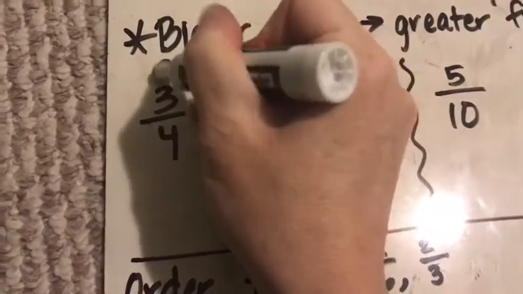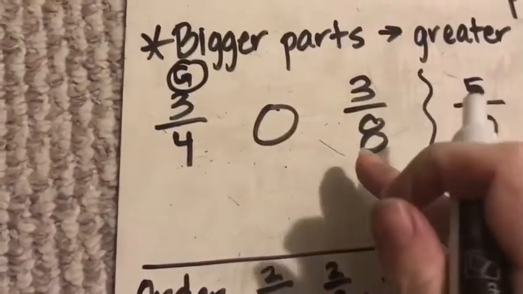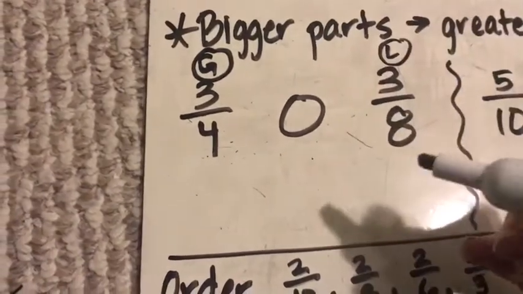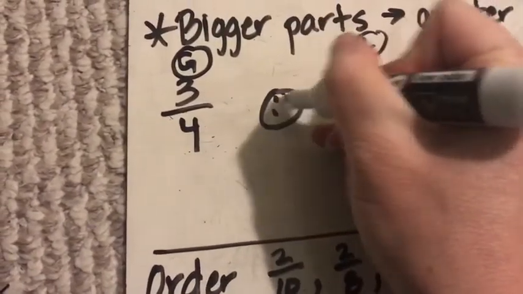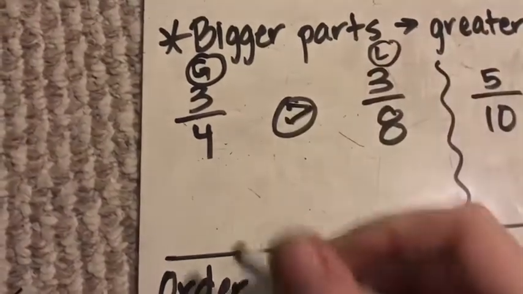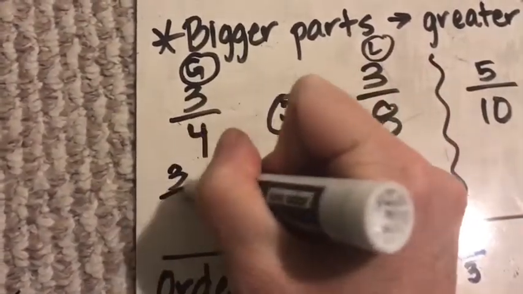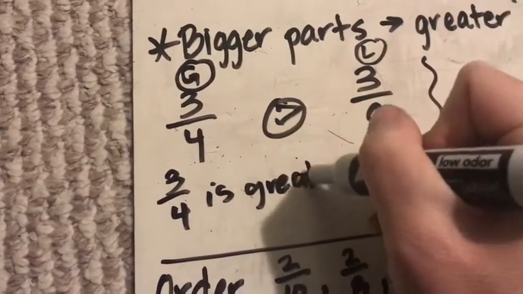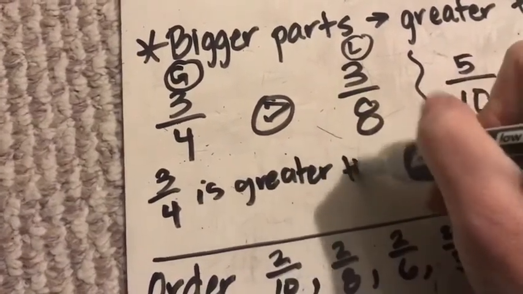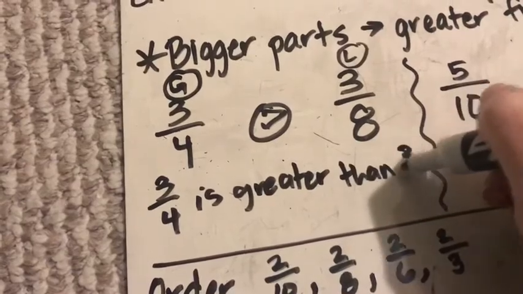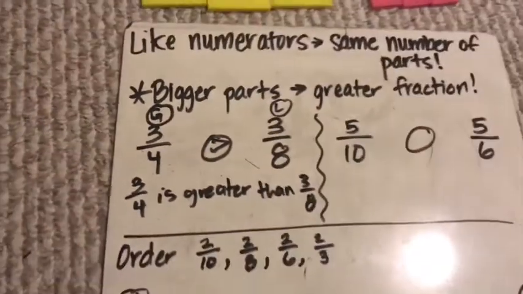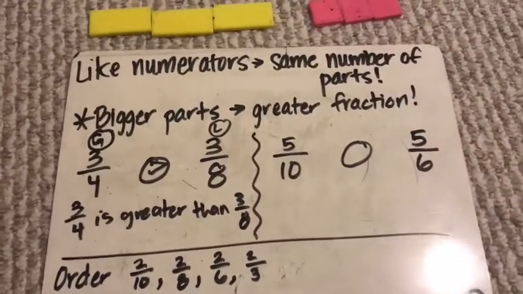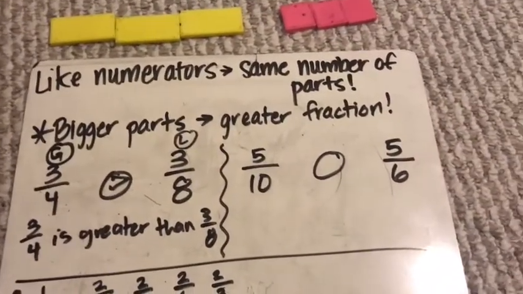I'm going to put a G for greater. And that means that 3/8 must be less. So then I can go ahead and put in my symbol, my greater than sign, and I can even write words. 3/4 is greater than 3/8. Practice that a few times with those manipulatives, and then they will be able to do it without the manipulatives. All right, let's take a look at 5/10 and 5/6.